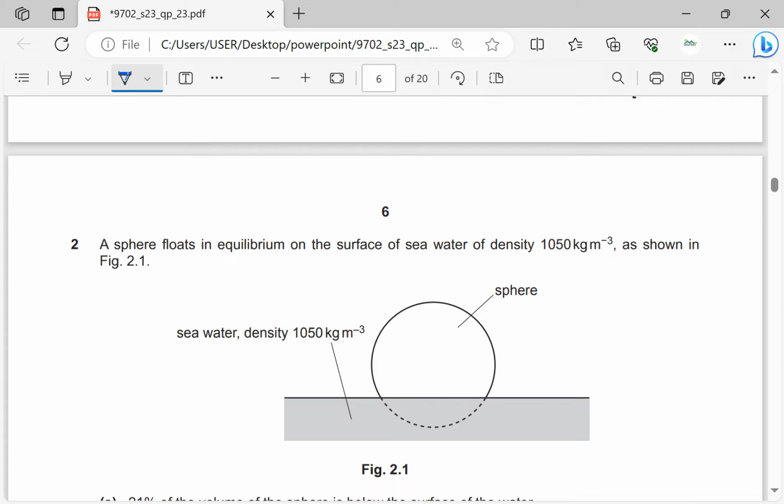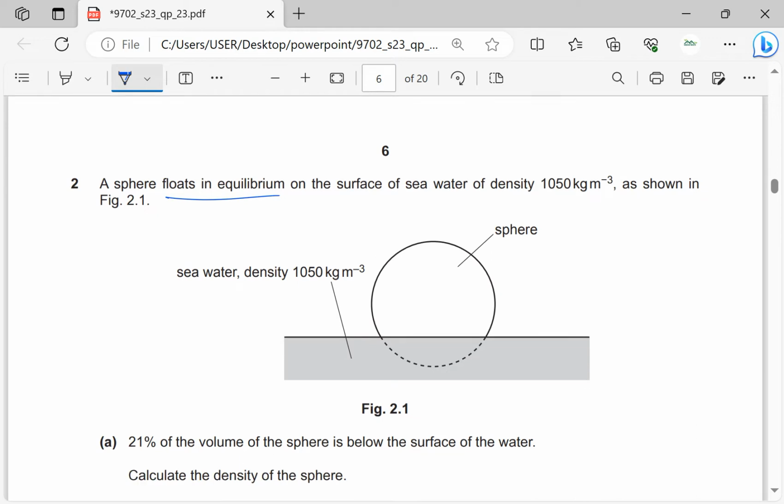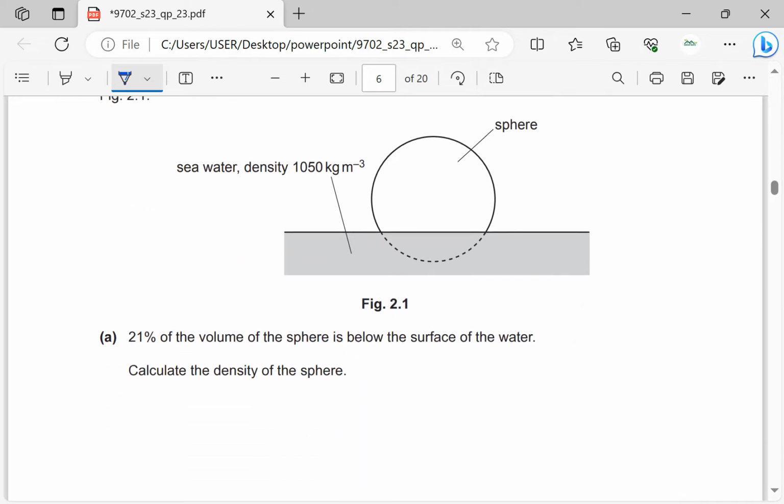The sphere floats in equilibrium. If it is in equilibrium, the resultant force is 0. On the surface of the water of density 1050 kilograms per meter cubed as shown, 21% of the volume of the sphere is below the surface of the water. So let the volume of the sphere be V. And 21% is going to be 0.21 times V. Okay.